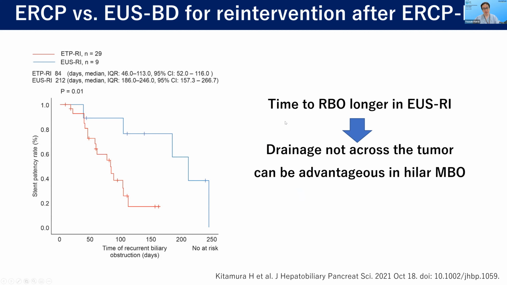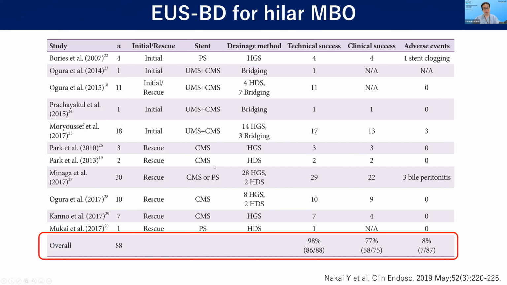So we prefer EUS-guided reintervention, not across the tumor, because of the long stent patency. And this is a summary of EUS-guided biliary drainage for hilar malignant biliary obstruction. As you can see, the technical success rate was more than 95%, and the clinical success rate was about 80%. This is a little bit lower compared to the distal malignant biliary obstruction. And the adverse event rate was 8.8%. This is not so high, so it's acceptable.